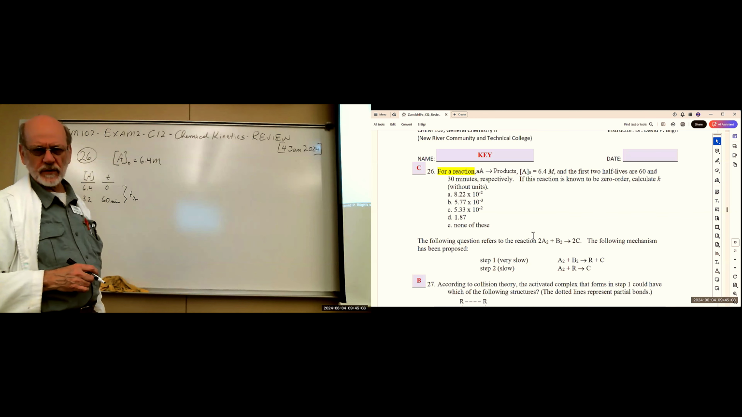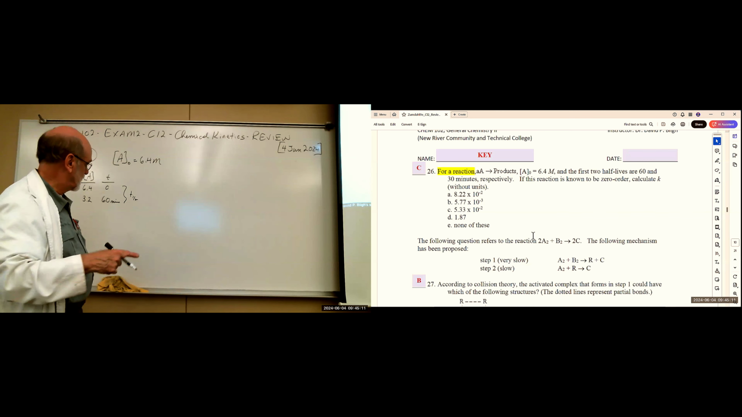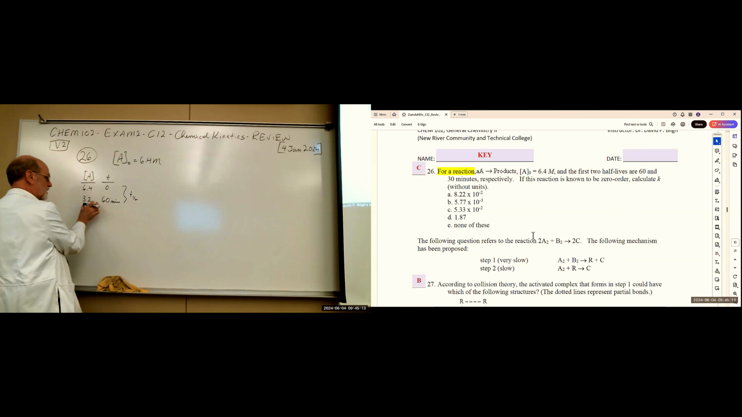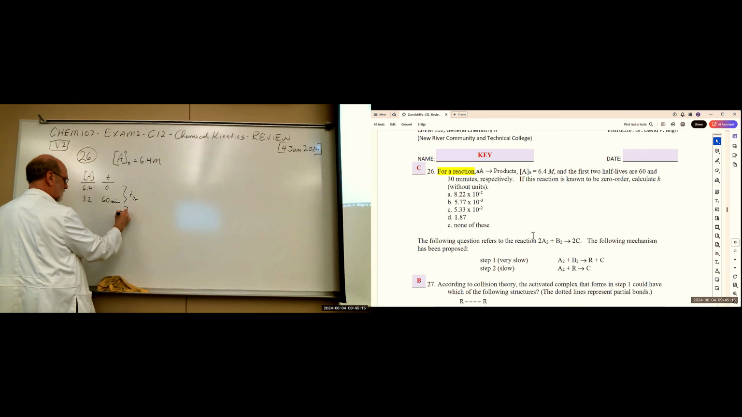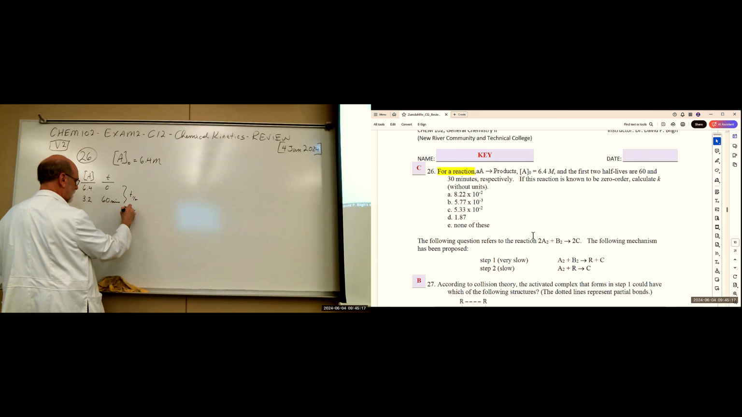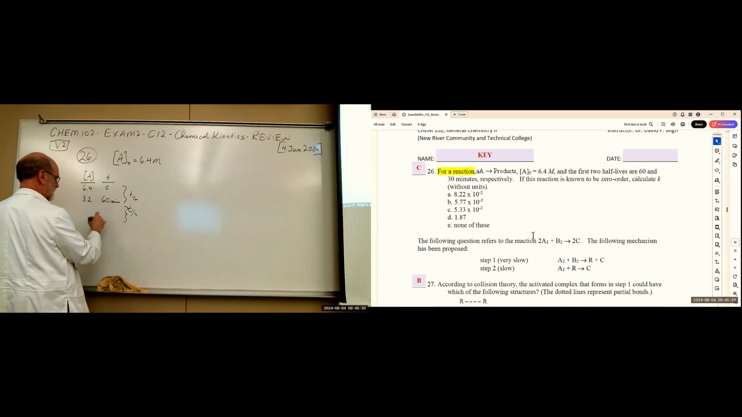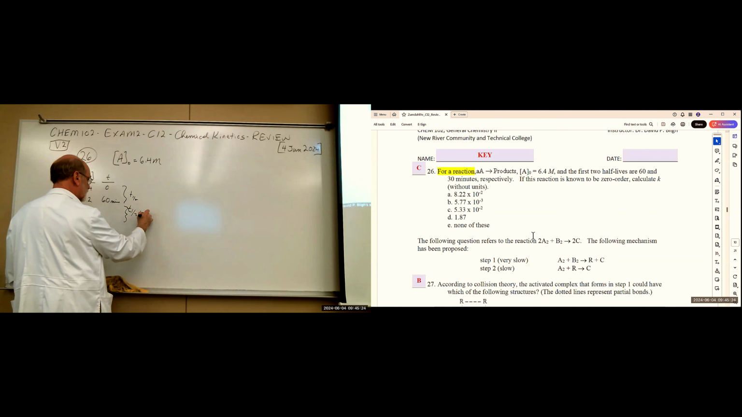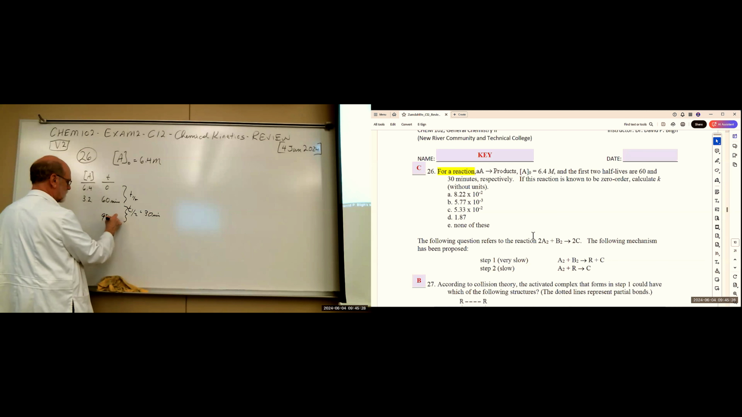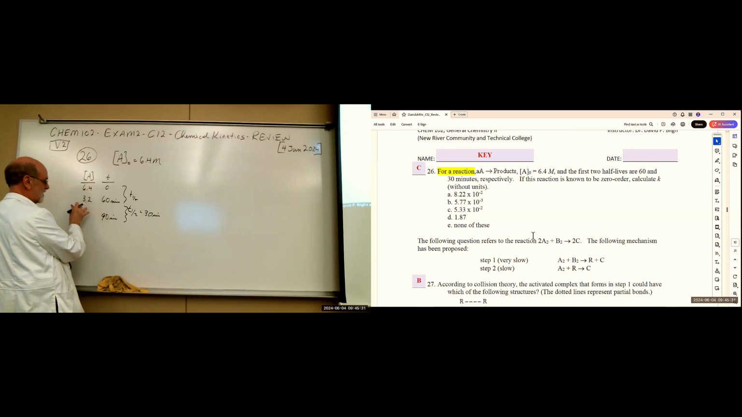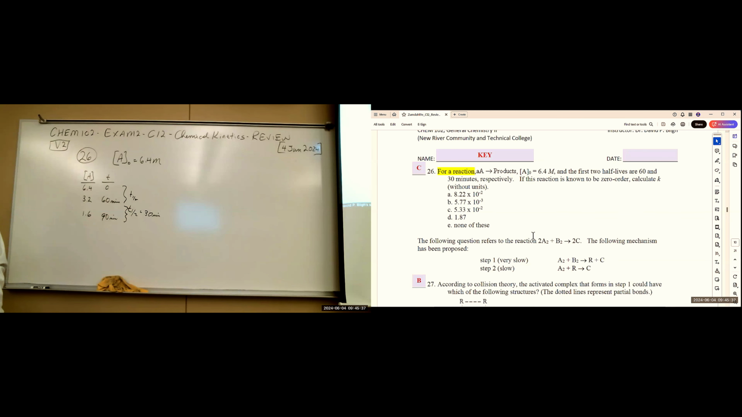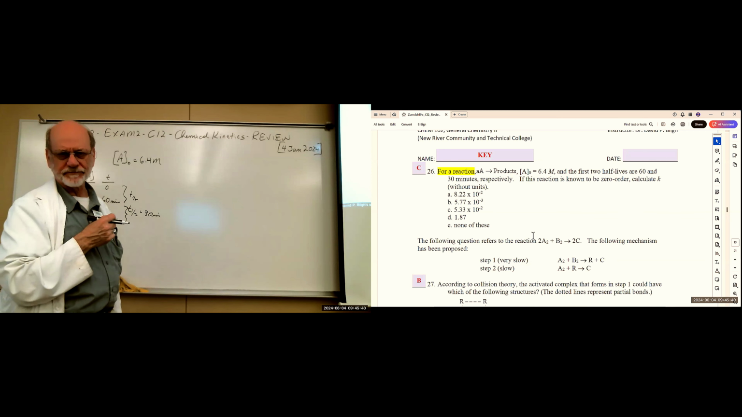And then after 30 more minutes, our second half-life is based upon this value. T1/2 is based upon this one. This one only takes 30 minutes. So this is equal to 30 minutes, overall is 90 minutes. And this is going to be half of that, 1.6, right? Okay.